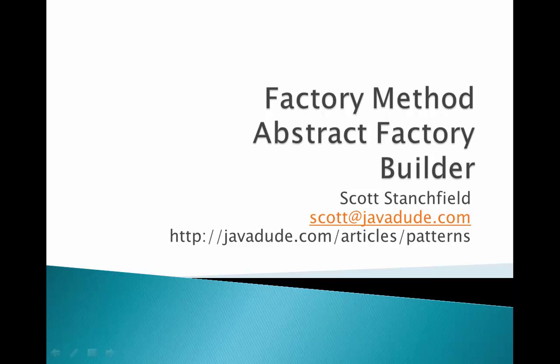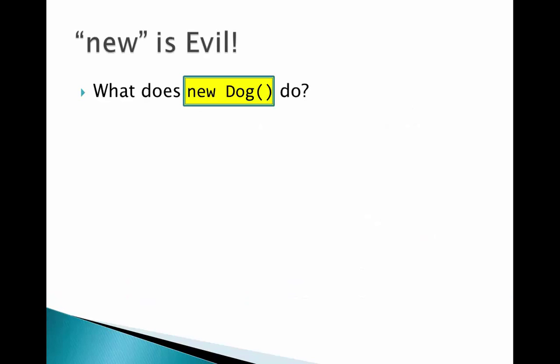Hi, everybody. I'm Scott Stanchfield, and today we're going to talk about factory method, abstract factory, and builders. So creational patterns, things that help you create different types of objects rather than just saying new. So first of all, new is evil.